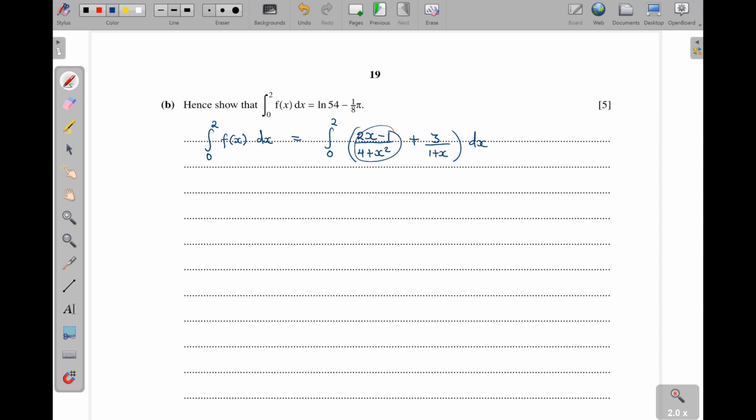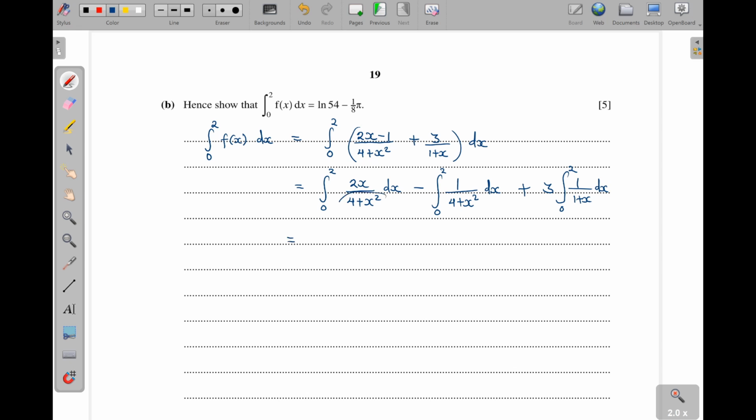Now this one I can split it. So I can have the integral of 2x out of 4 plus x squared. Then I can also have minus the integral of 1 over 4 plus x squared with respect to x. And then plus also the integral of, I can put 3 outside here, then integrate 1 over 1 plus x with respect to x. Of course, all of them are from 0 to 2.